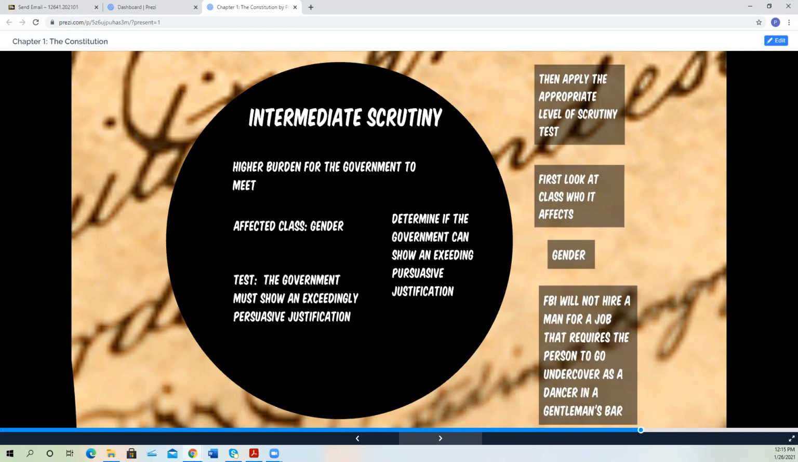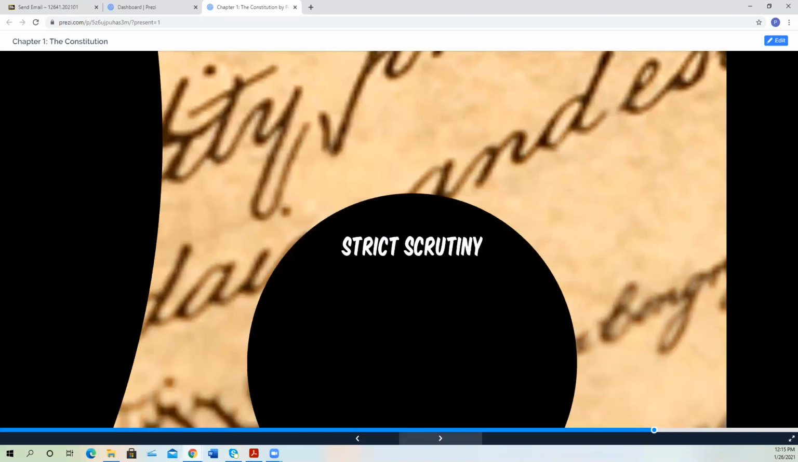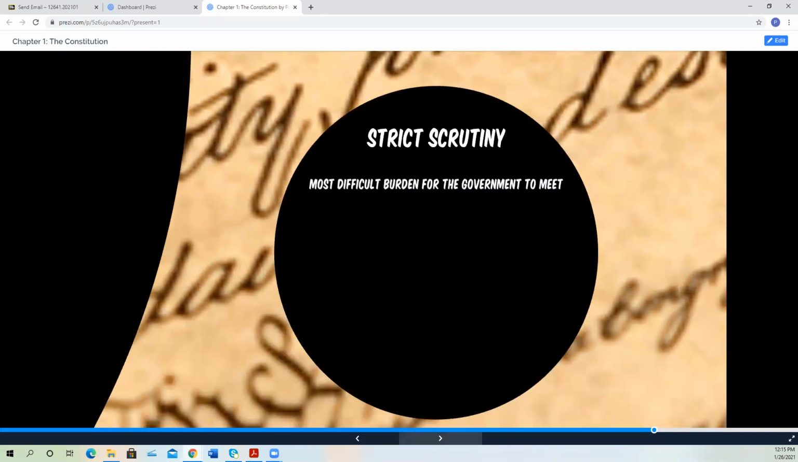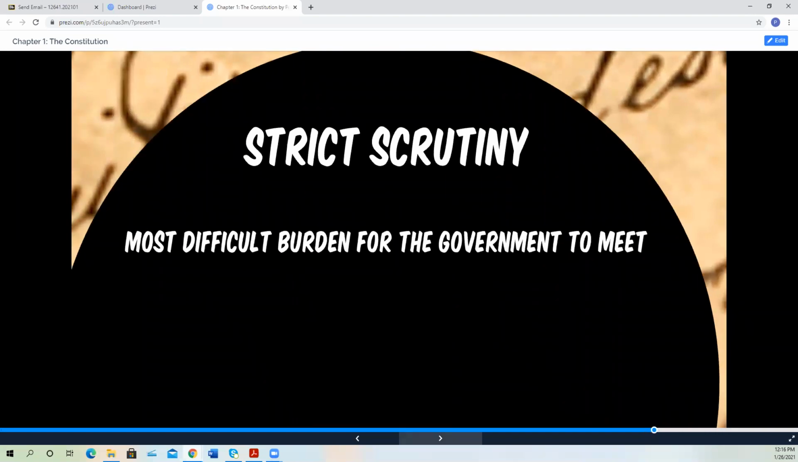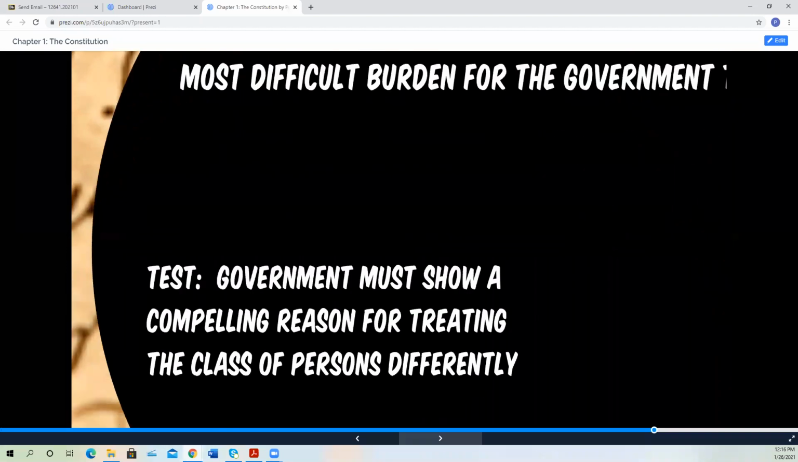So that's intermediate scrutiny. And that brings us to strict scrutiny. And this is the most difficult burden for the government to meet. Very hard. So if the government is going to treat these groups of people differently, then they need to meet strict scrutiny. And it's very difficult for them to do. Can't say they can never do it, but it's just more difficult.